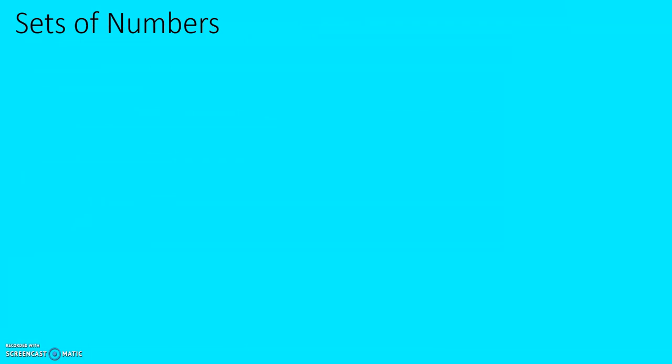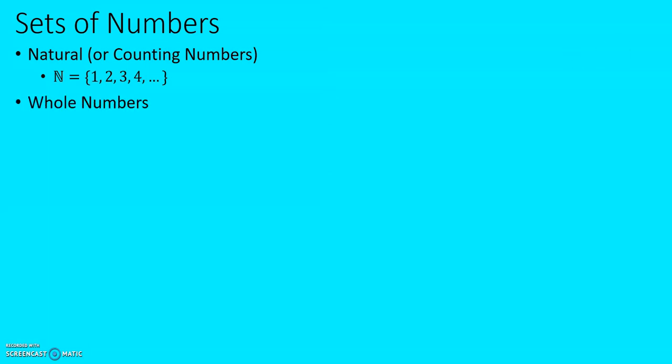Sets of numbers. The natural numbers, or counting numbers. When we first start counting naturally, we start with 1. The natural numbers are the set {1, 2, 3, 4, ...} continuing on. Whole numbers start with 0. Whole numbers include 0; the natural numbers do not include 0. So the whole numbers are {0, 1, 2, 3, 4, ...} continuing on.